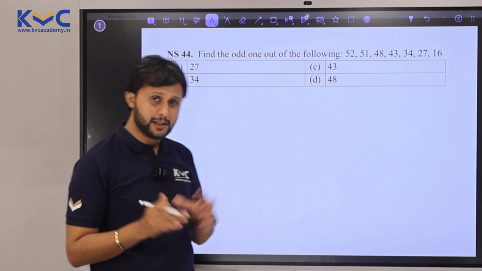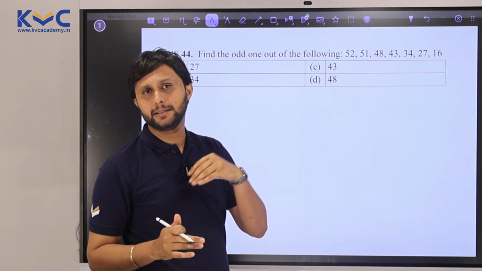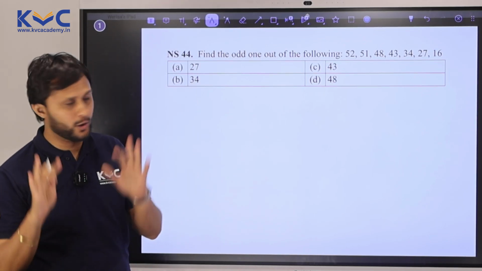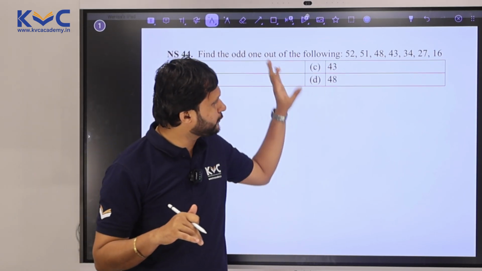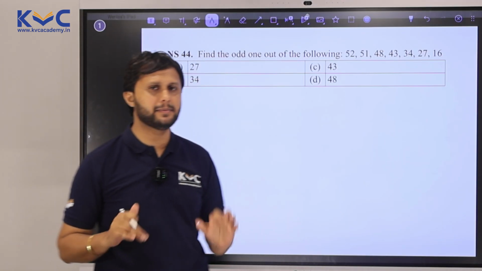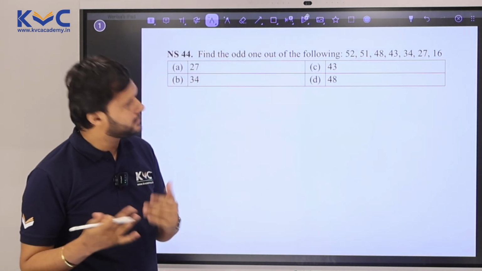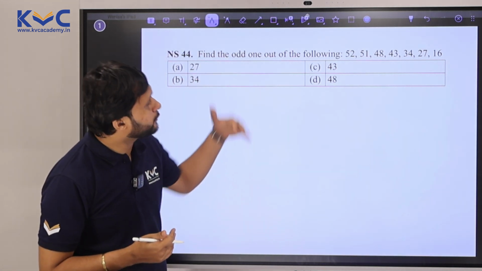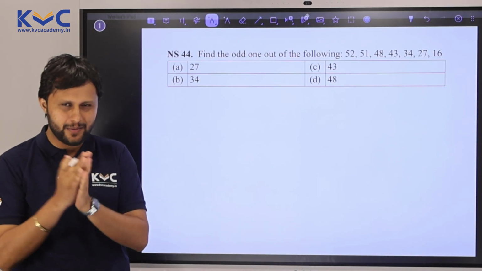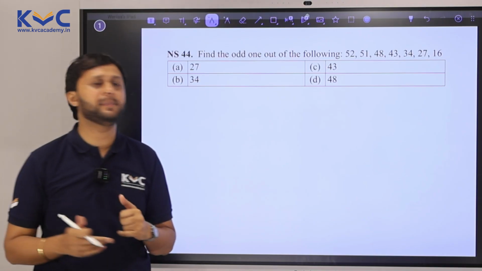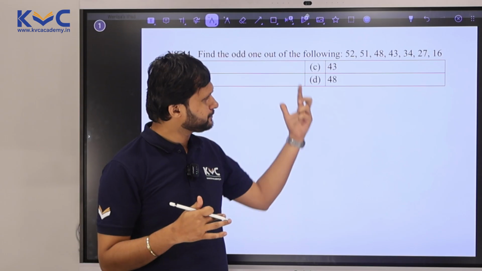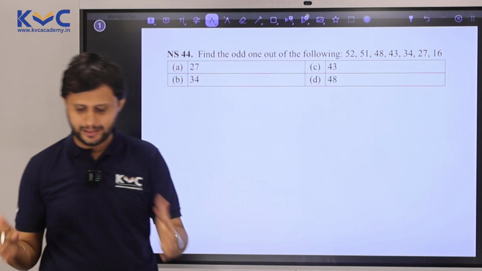Prime numbers. First you check prime numbers, eliminate even numbers. Other than 2, all even numbers are not prime numbers. So we have 52 gone, 48 gone, 34 gone, 16 gone, 27 is not a prime number, we know. Correct? 9 into 3 is 27. 51 is remaining. 51 is also not a prime number because 5 plus 1 is 6. And we know when we add the digits and if it is a multiple of 3, then 51 is divisible by 3. So 51 is divisible. But 43 is not divisible.